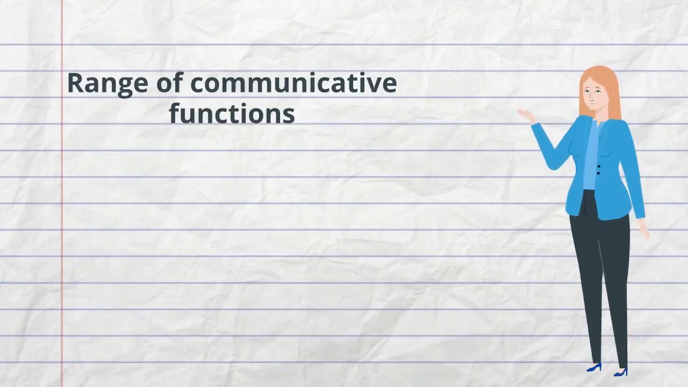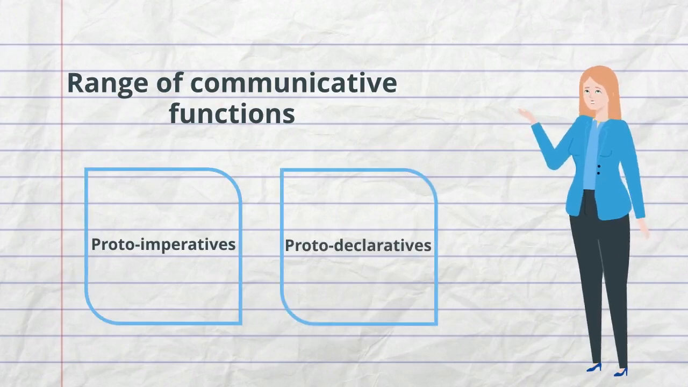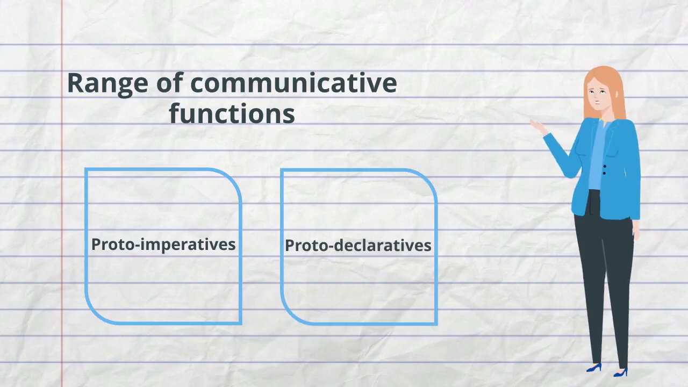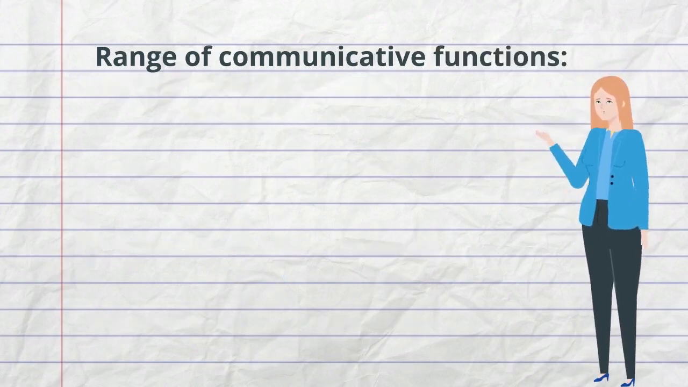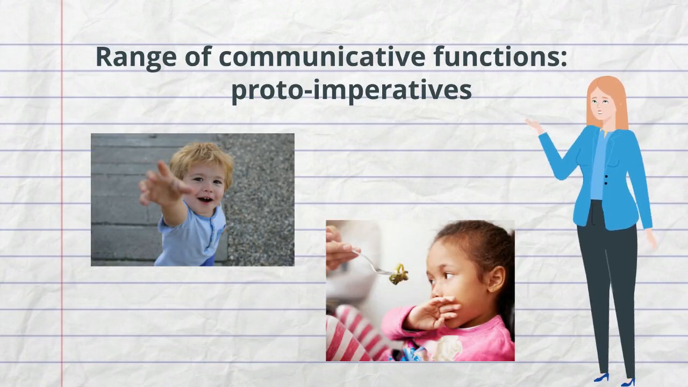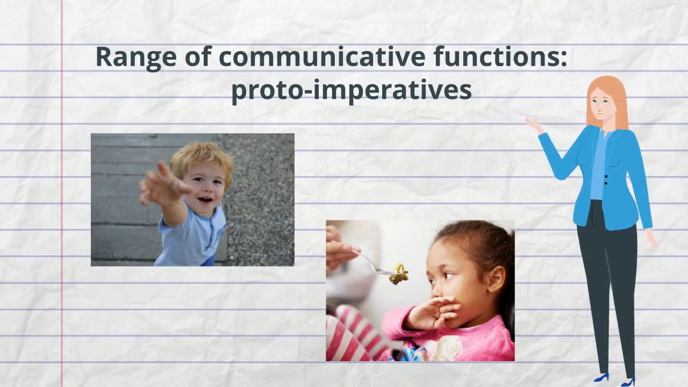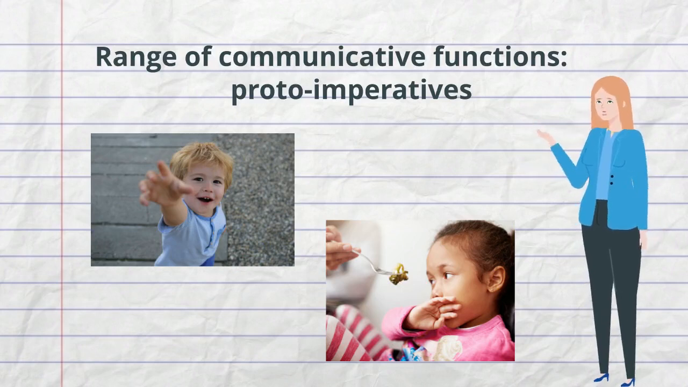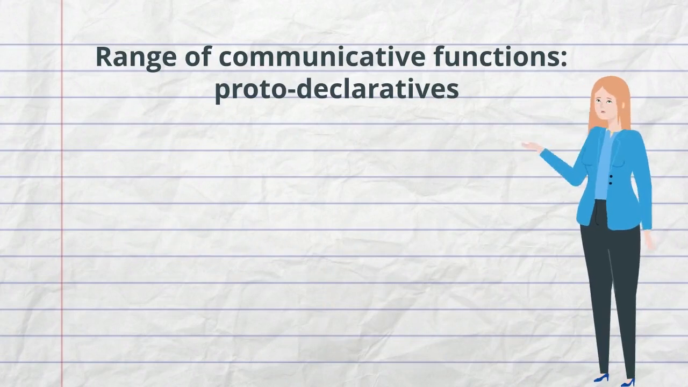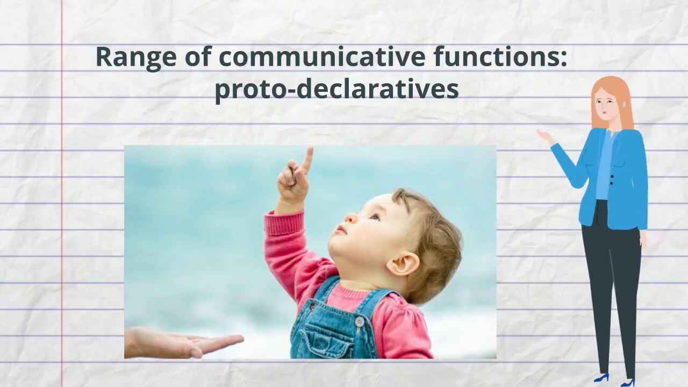In terms of the range of communicative functions, we can divide your child's communication functions into 2 categories: proto-imperatives and proto-declaratives. These early communication functions appear between 8 and 18 months. Proto-imperatives are used to get the adult to do something or not to do something. These functions include requests for an object, such as an object that is beyond the child's reach, requests for an action, such as playing peekaboo, and the act of refusing something. As for proto-declaratives, they are used to demonstrate something to an adult, such as an object or a photo. Your child will also use proto-declaratives to get attention on himself.